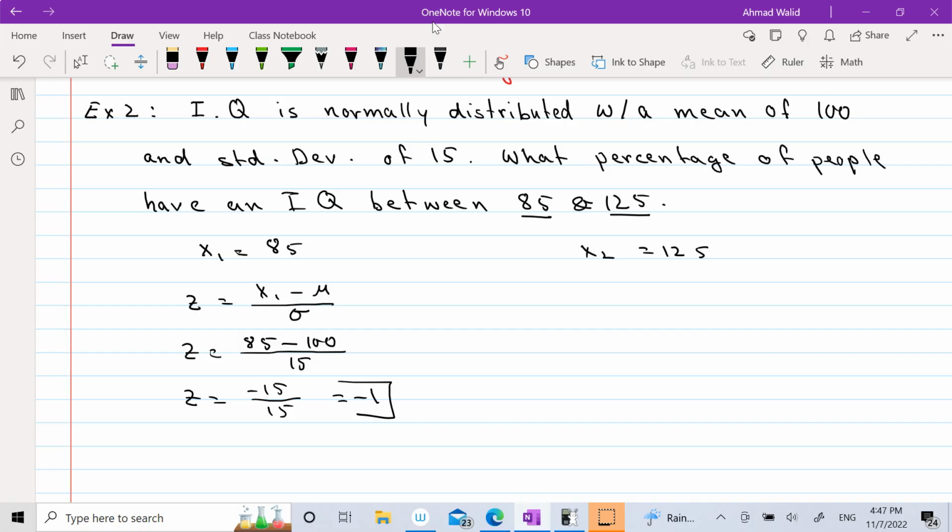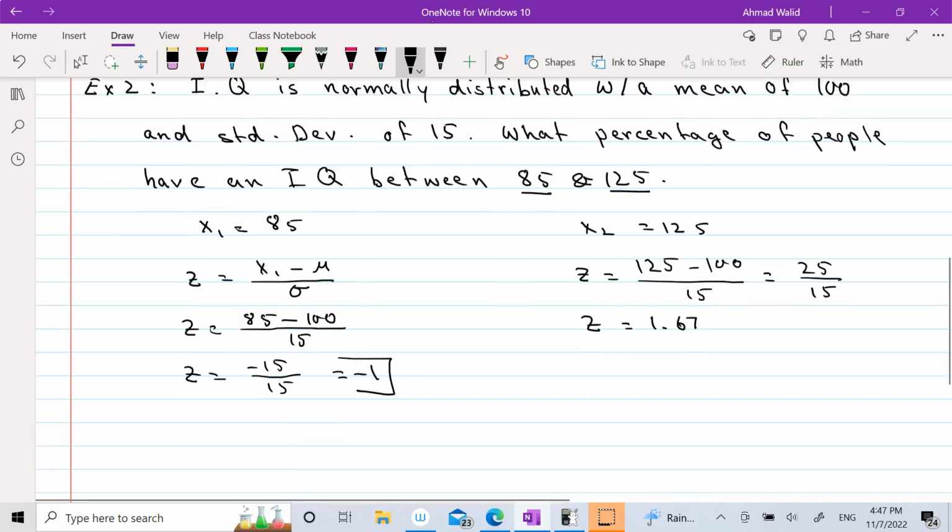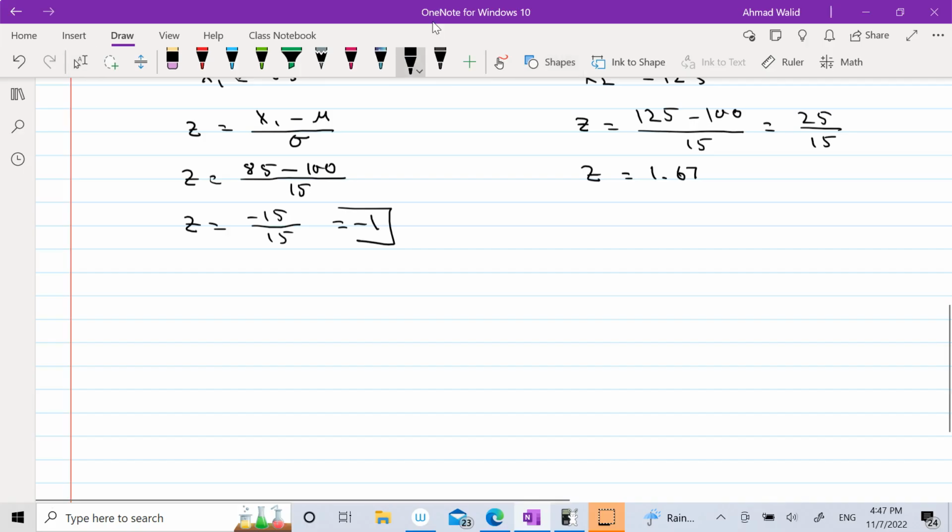Correct? For this one, z equals 125 minus 100 over 15, which gives you 25 over 15. And if you simplify, z equals 1.67. Correct? Step number 2, I have to draw the picture.